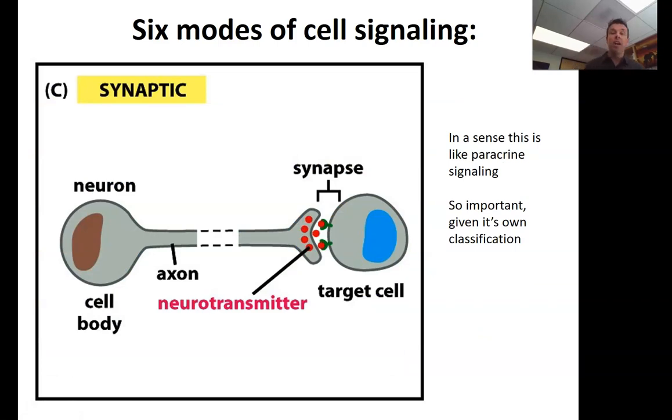All right, then we have synaptic signaling. In a sense, this really is paracrine signaling. You have one cell exocytosing, releasing a ligand that binds to an adjacent cell, not itself, and causes signaling. But because this is so important and kind of unique in terms of the type of paracrine signaling with the neurotransmitters and action potentials and so forth, it's given its own classification.